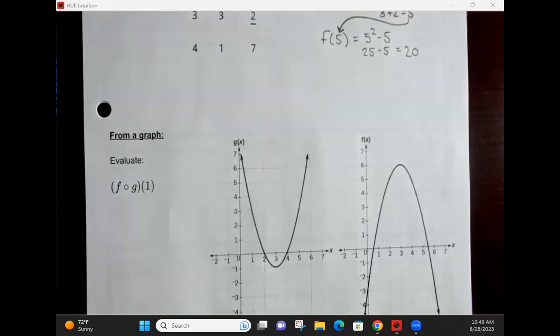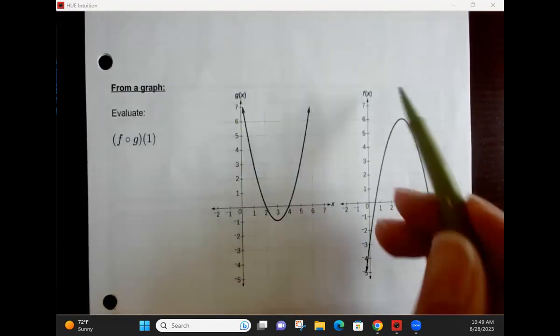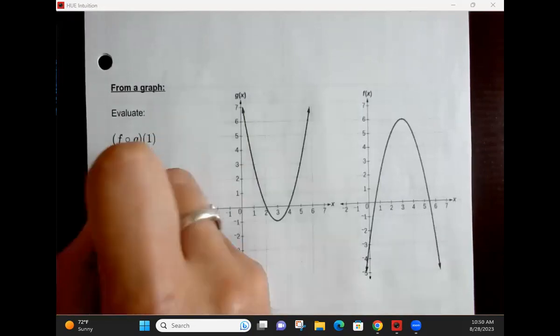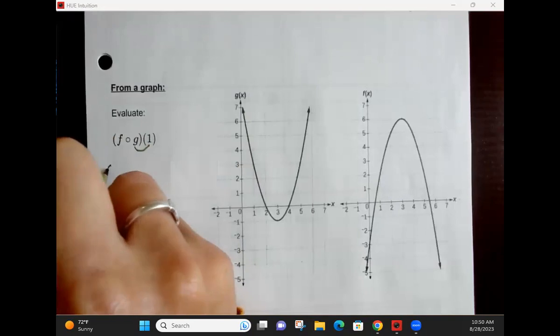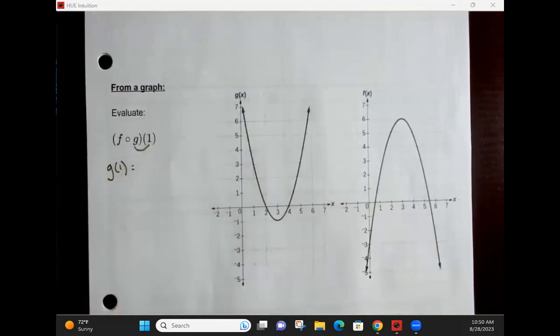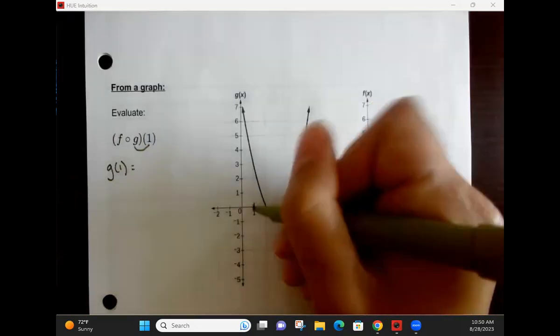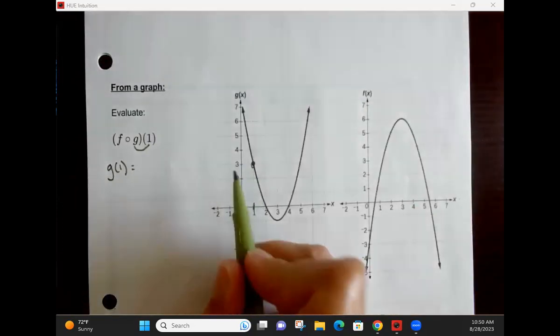And now we can do this with a graph as well. So we focused on 3 major representations for functions: a table, a function, and a graph. So we're looking at our third representation here. And it works the same way. Here's my graph for g of x. Here's my graph for f of x. We start from the inside and work our way out. So g of 1 means we're looking at the g of x graph, and we've got an input or an x value of 1. That means our output, our y value, would be 3.